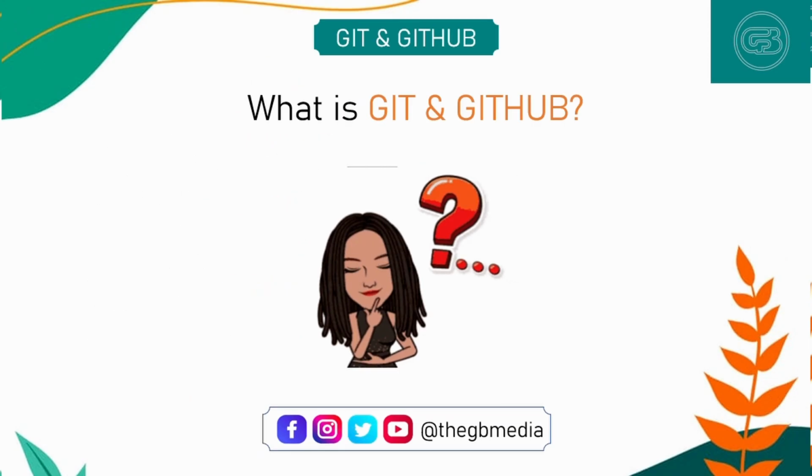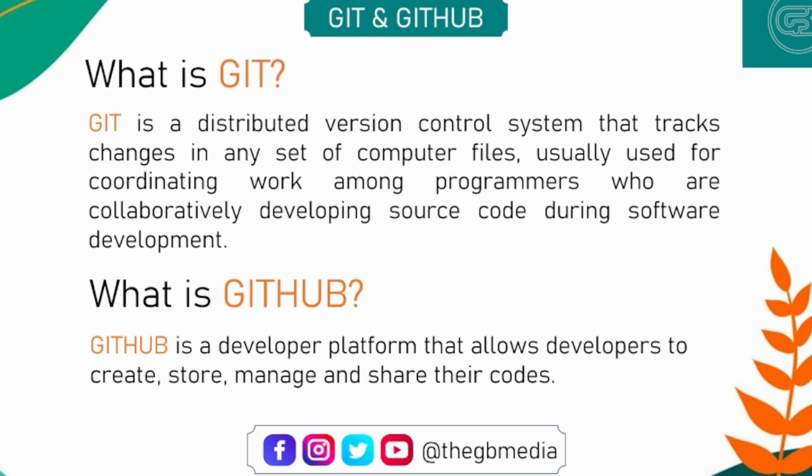Now, what is Git and GitHub? Git is a distributed version control system that tracks changes in any set of computer files, usually used for coordinating work among programmers who are collaboratively developing source code during software development. Then what about GitHub? GitHub is a developer platform that allows developers to create, store, manage, and share their code. Now I've given you definitions of Git and GitHub, which I believe you can get from anywhere. Like for mine, I got them from the internet. But if you look at these definitions very well, you get an understanding of what Git and GitHub are.